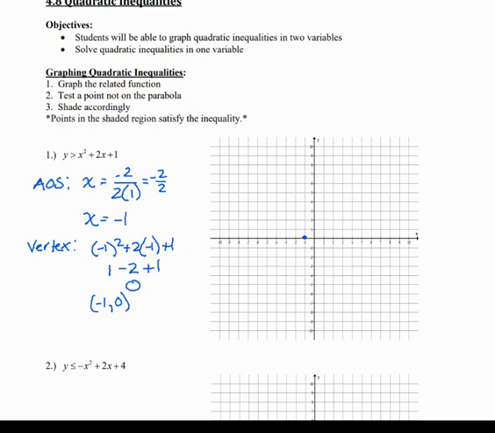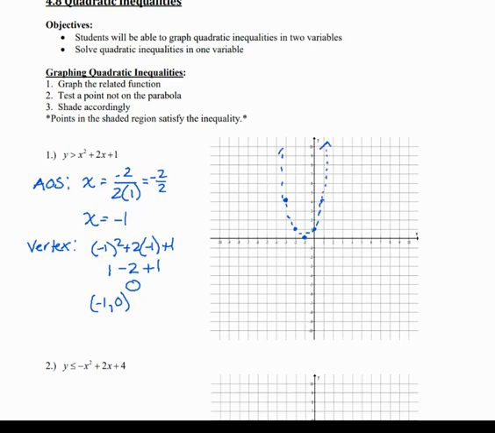We notice we have an a value of 1 that's positive, so we'll go up 1 over 1. And again, from my vertex, we'll go up 4 over 2. So we have our parabola shape here, but now what we need to do is make sure that we use a dotted or solid curve. Since it's just a greater than, that means we will have a dotted curve.